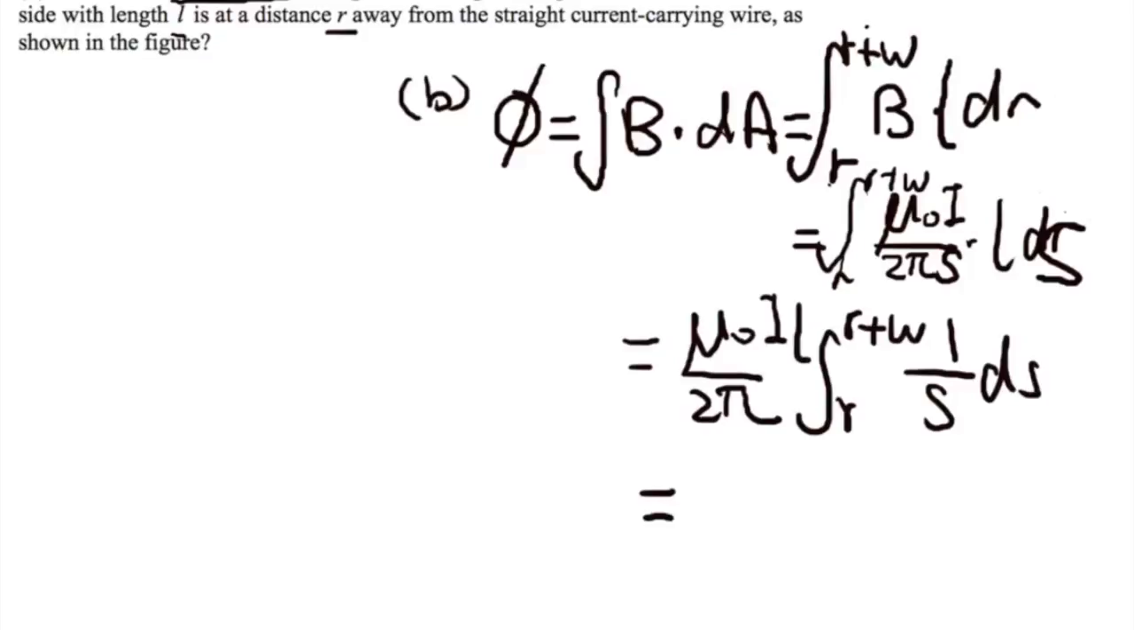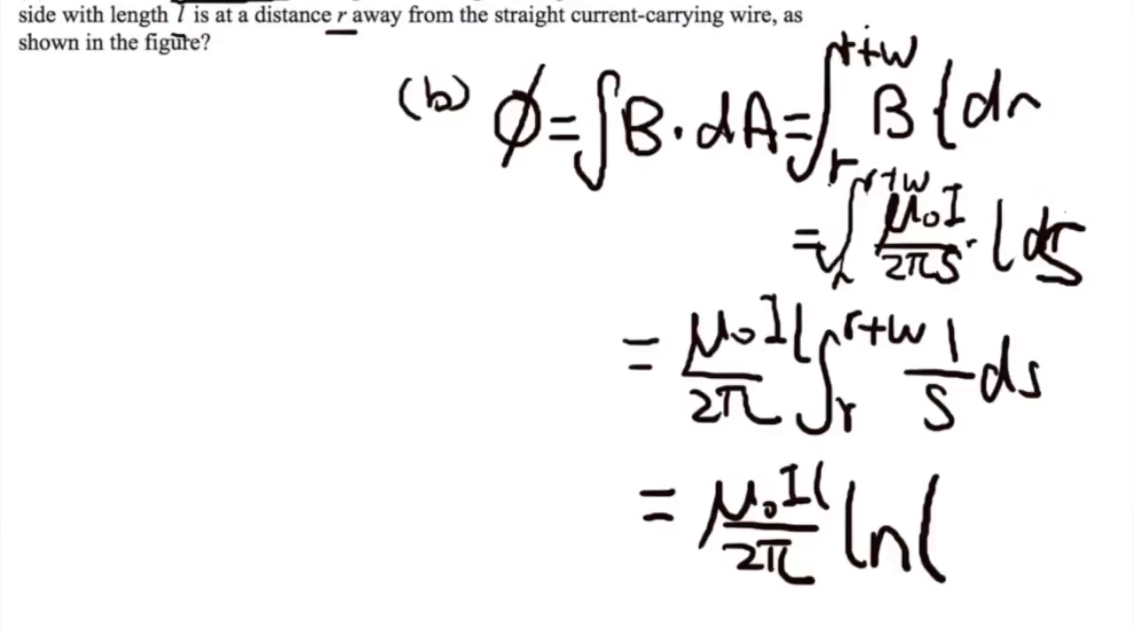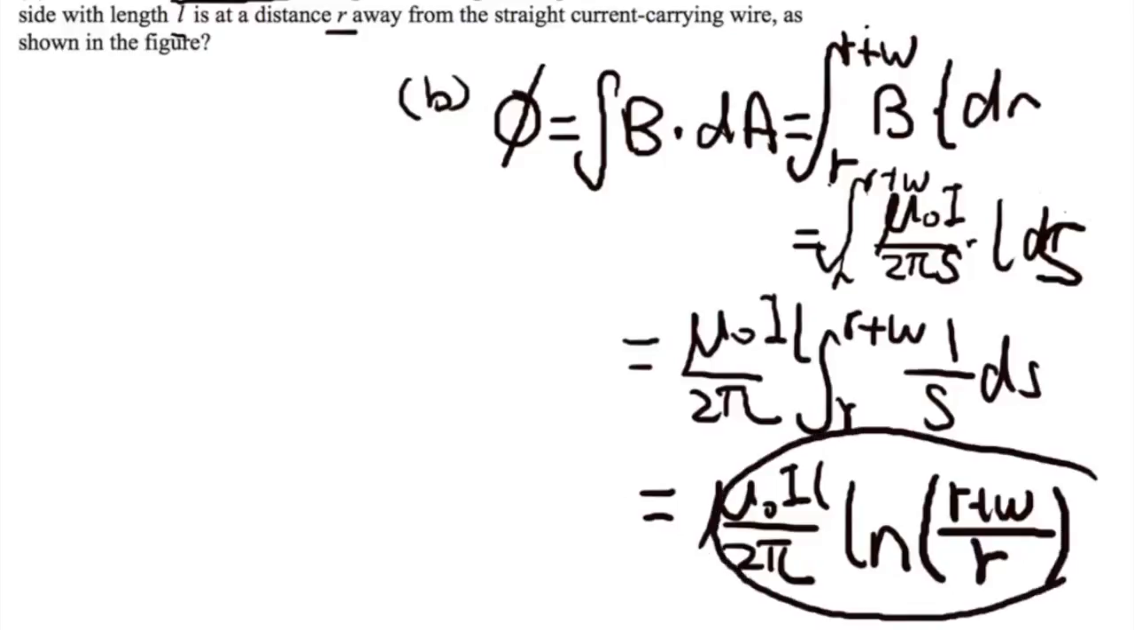Now is your test of calculus skill. Ln, our old friend Ln, equals ln(r plus w) minus ln r, which can be transformed as ln of (r plus w) over r. And here we go. This is the equation for our magnetic flux.